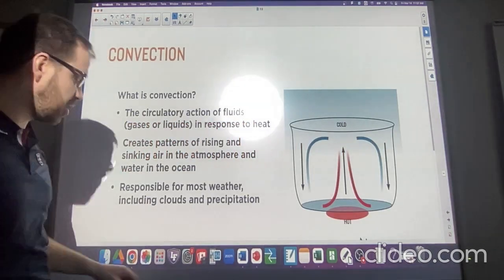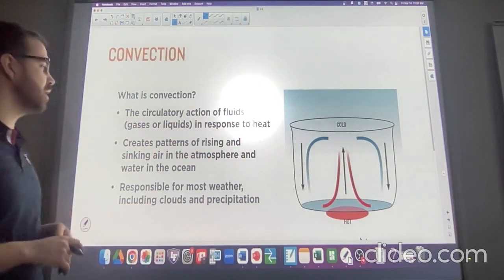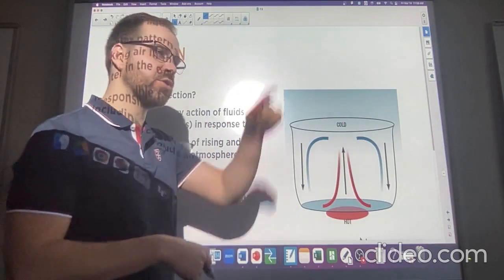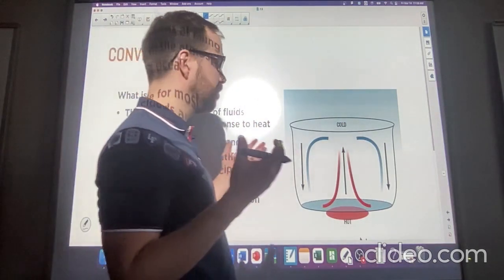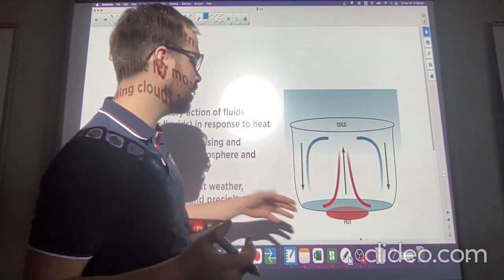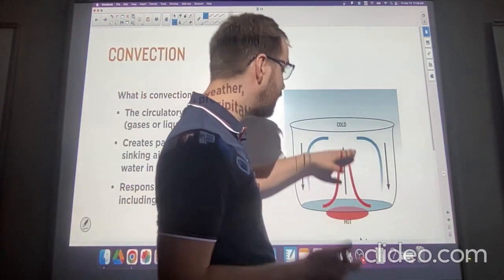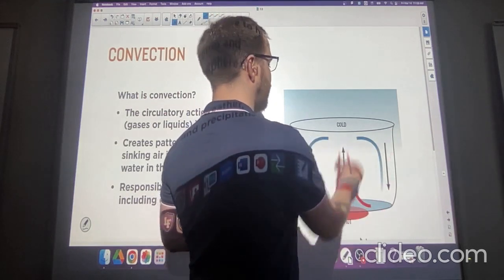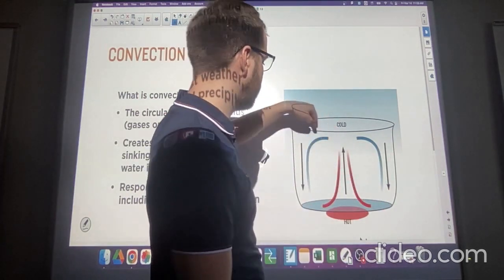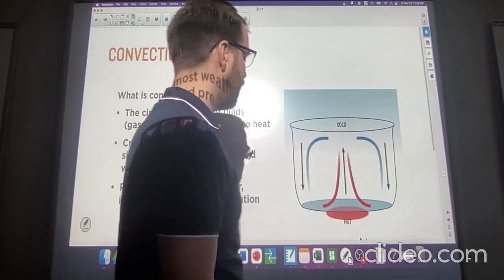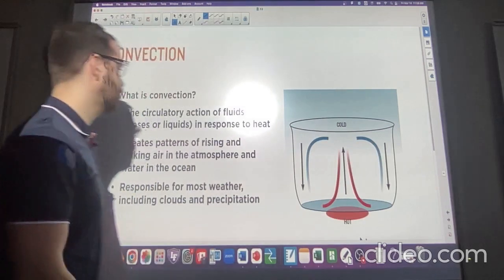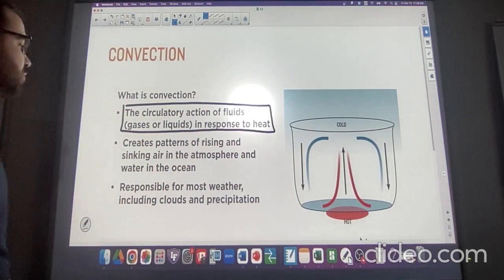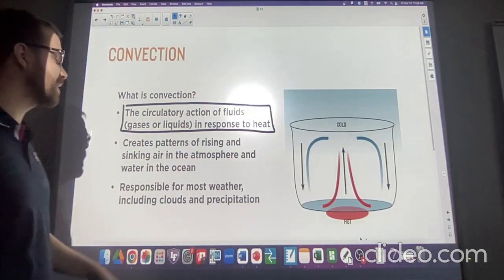So the first thing you need to know is called convection. You don't need to write this down yet. You've probably heard of a convection oven. This is what it does: it just circulates hot air. But in weather, outside, what's happening is something's heated up, it wants to rise, and then the cool air wants to fill it back in. So we end up with this circular pattern of the hot air rising, it cools off, comes down, and then wants to fill in the void that was caused before. So that's exactly what convection is: the circulatory action of fluids, gases or liquids, in response to heat.